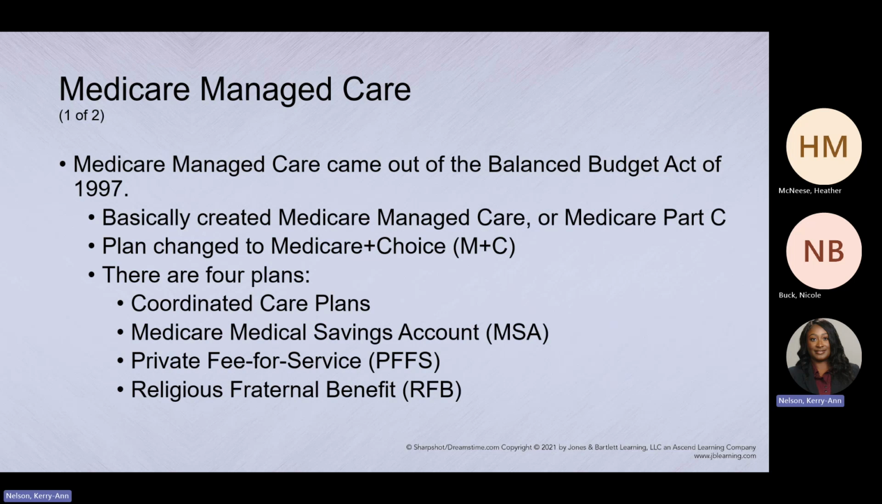So going back to the Medicare managed care, this came out of the Balanced Budget Act of 1997. And it was basically created the Medicare managed care, or the Medicare Part C, it changed to Medicare Plus Choice. So there are 4 plans. There's the coordinated care plans, the Medicare Medical Savings Account, the private fee-for-service, and the religious fraternal benefit.